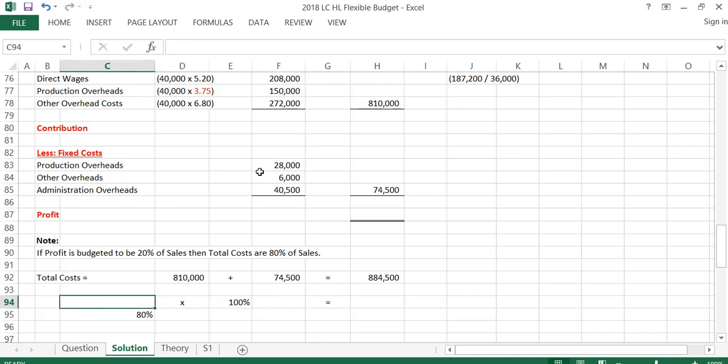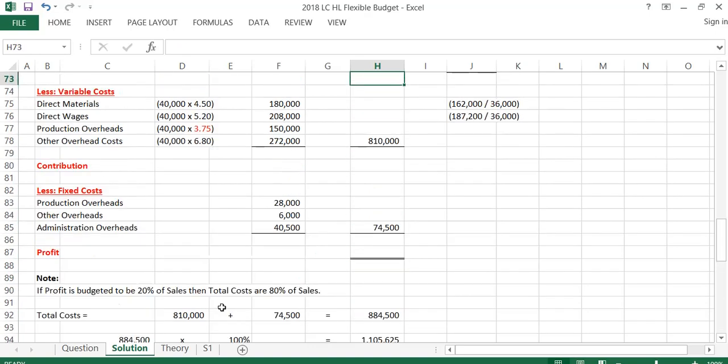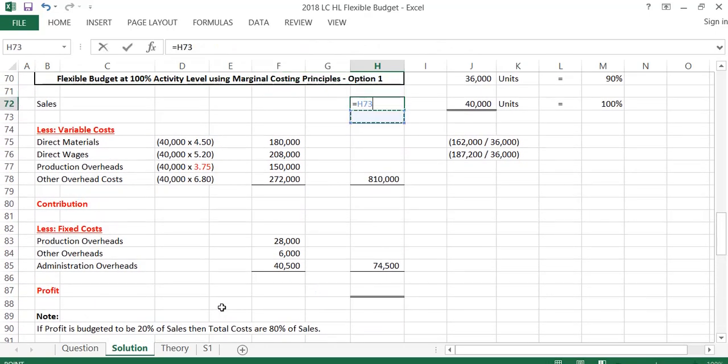So to work out the sales, again, my total cost is 884,500. So it's going to be 884,500 divided by 80% multiplied by 100%, which comes to 1,105,625. So my sales now are going to be 1,105,625. So I can fill that in above.